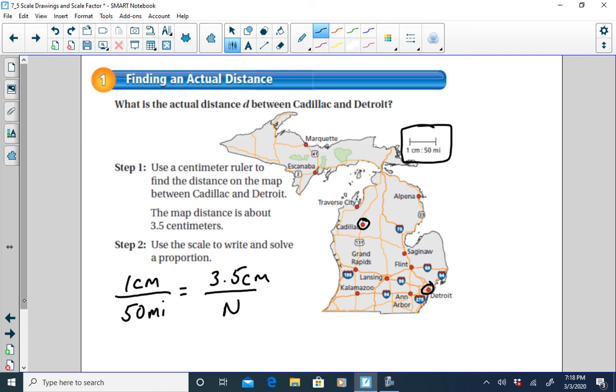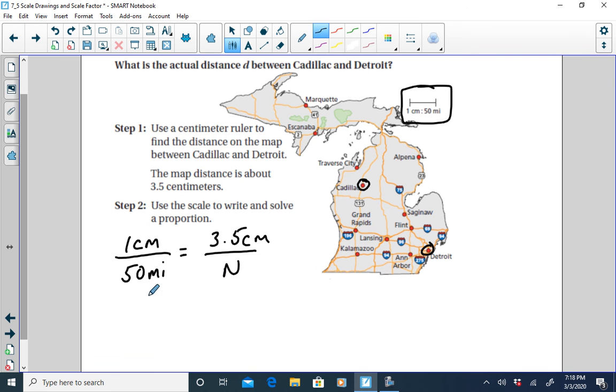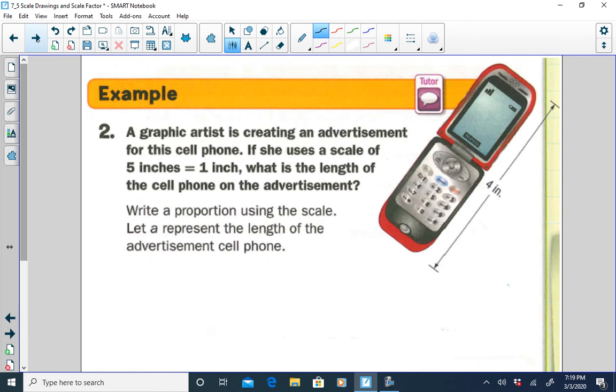All right, we cross multiply and divide. 1 times n is going to be n, and 50 times 3.5 is going to be 175, and those units would be miles. 175 miles approximately between Cadillac, Michigan and Detroit, Michigan. Let's look at another example.